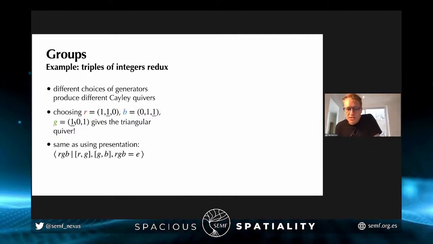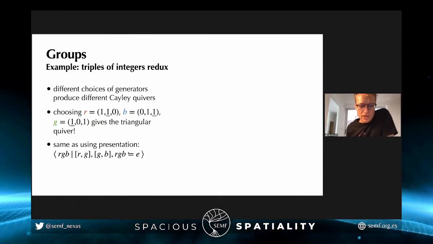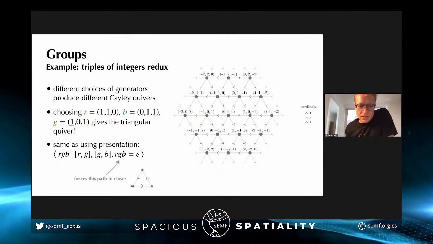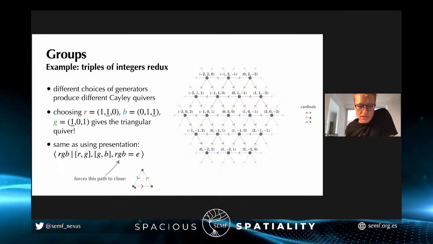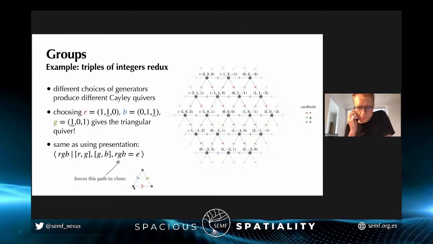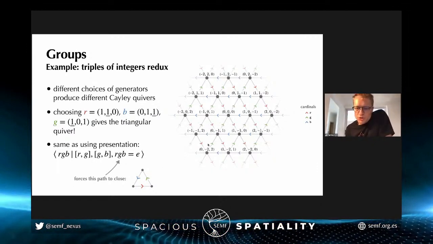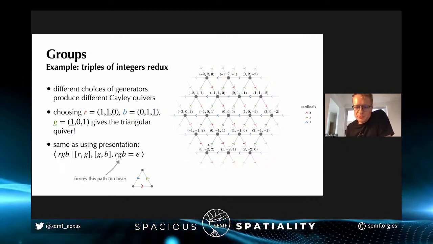It turns out this is the same as using a particular presentation here, where this particular relator RGB = E encompasses the fact that if you do R and you do G and you do B, you're back where you started. Now, I wish I could make this more intuitive, that this produces a triangular quiver, but that would take a little bit more time than we have right now.